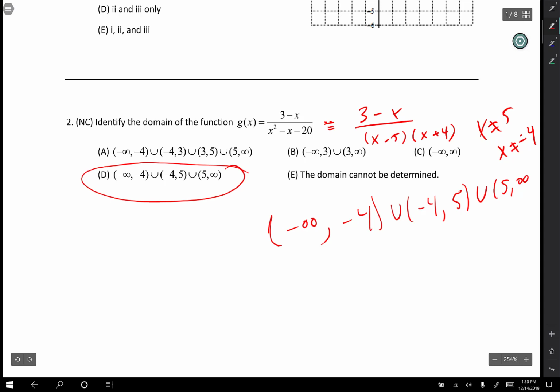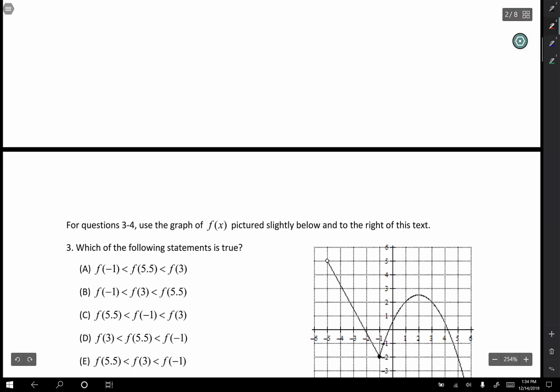And they're trying to trick you with letter A. They put in 3. 3 is something that's called a 0, but that's not what it's asking for, guys. It's asking for what's a domain. So hopefully you don't get tricked.